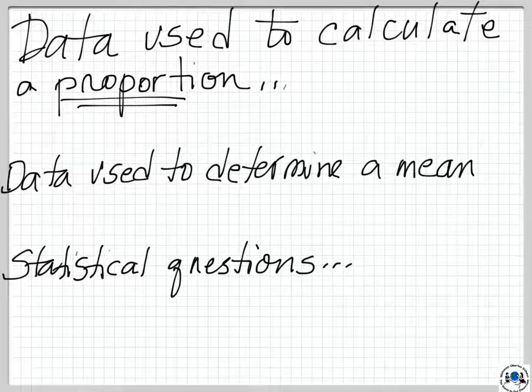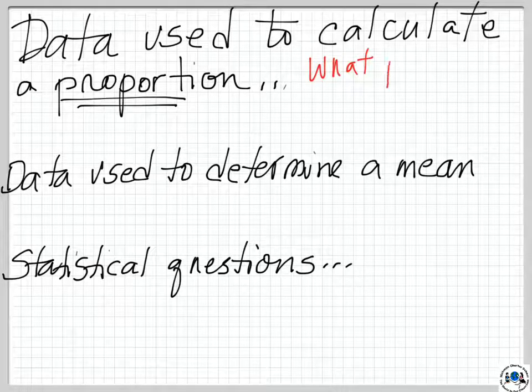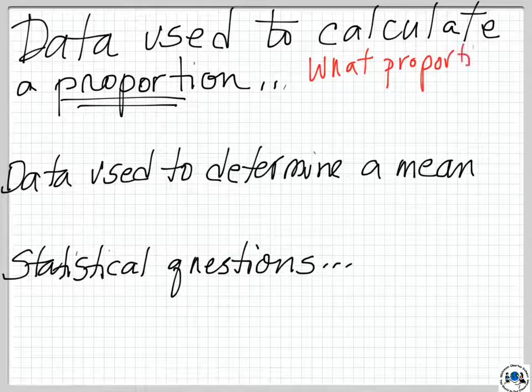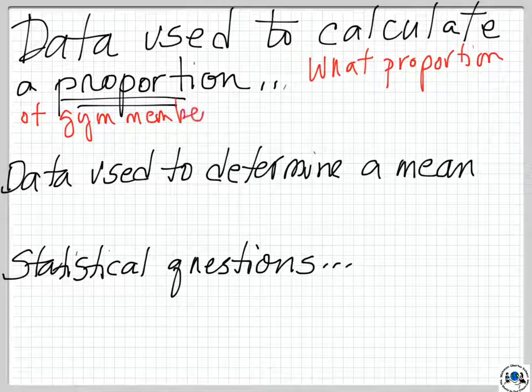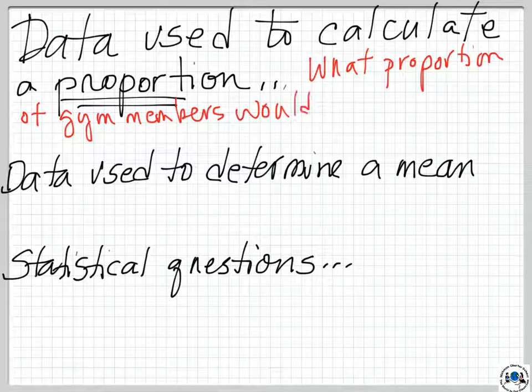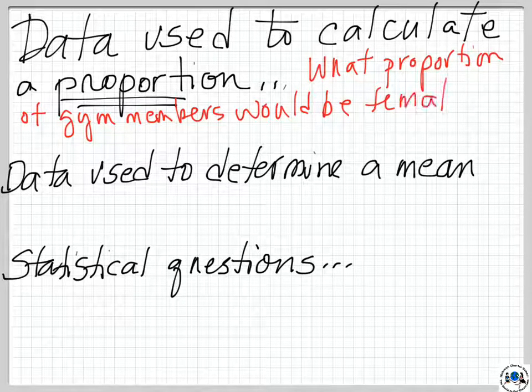Some examples of data used to calculate a proportion: what proportion of gym members would be female? If you are familiar with going to a gym, you may have one opinion, and if you're not so familiar, you might have another. We know the population of the United States is about 50-50 male and female, so to say 50% would probably be a good guess.